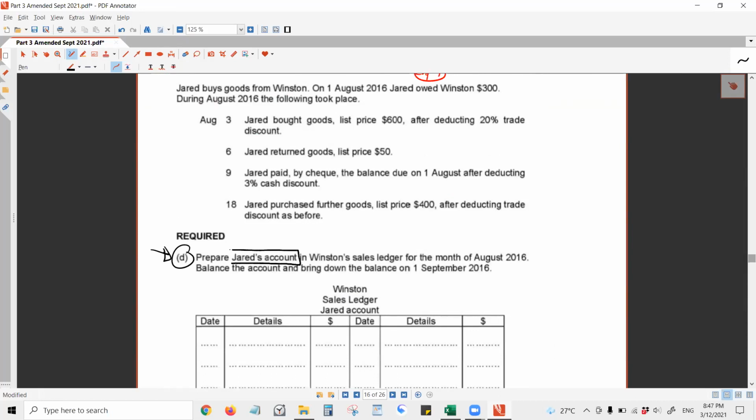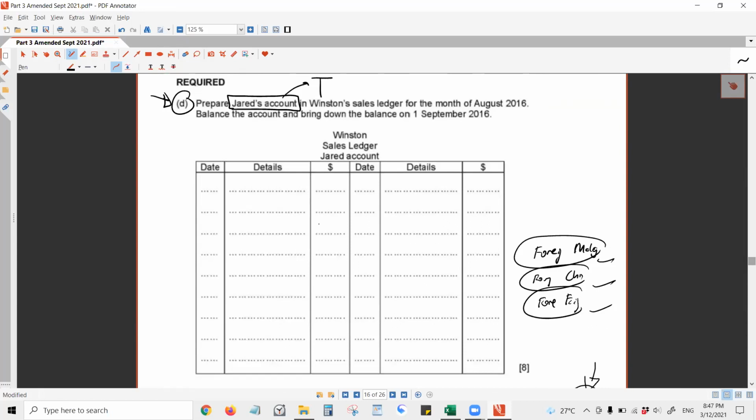Prepare Jared's account. You know that account means T-shape. Not sure if you are aware, examiners always show you the accounts in the form of a table, but you must know that this is actually a T-shape, because it's easier for them to draw a table instead of drawing a T-shape. So don't forget it's a T account.